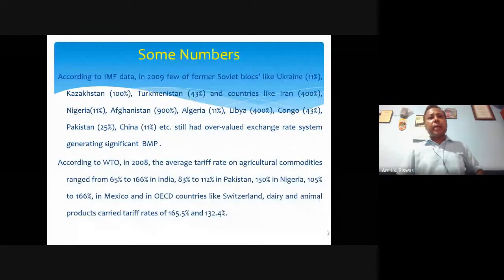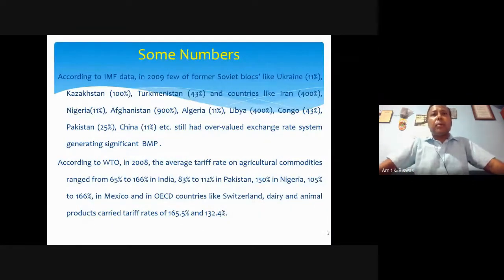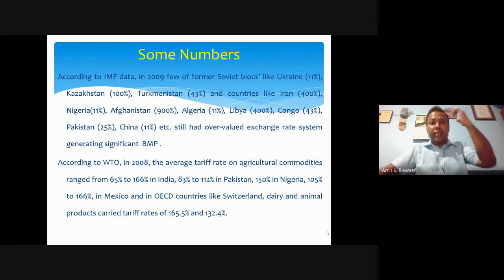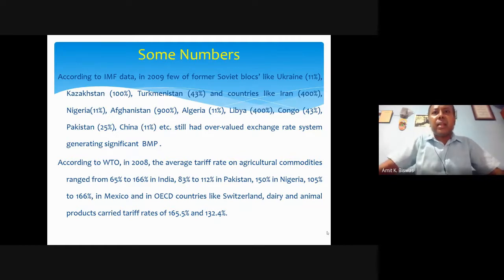Some numbers you see, these might not be only for India. Way back in the last decade, in 2009, even the Soviet blocs, who were supposed to be developed blocs, like Ukraine, had an overvalued exchange rate. Kazakhstan has a 100% overvalued exchange rate, and countries like Iran, these Islamic countries, and Afghanistan have a huge overvalued exchange rate, and Pakistan 25%. Even China had about 11% overvalued exchange rate.